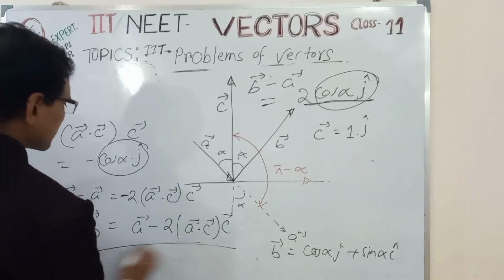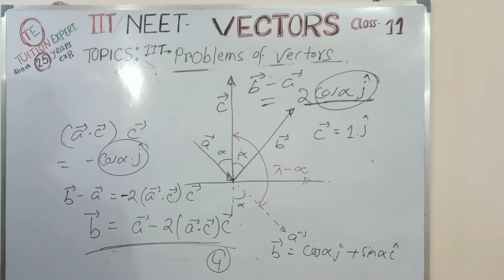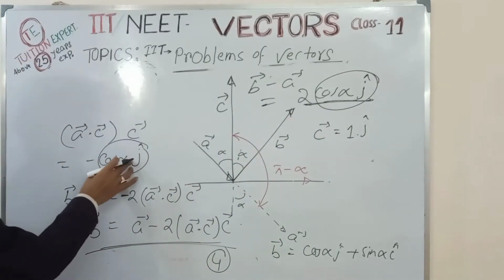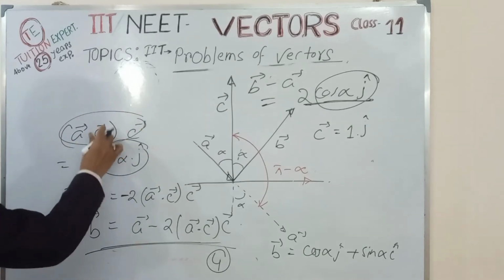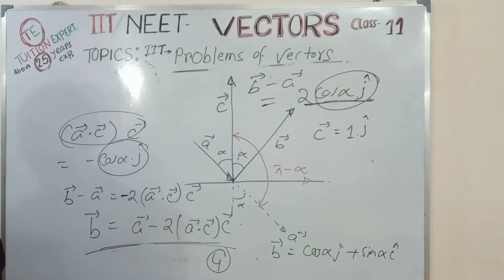This is the result. Option 4, B minus A equal to this, so put cos alpha J, this value at here, we get the result. So option 4 is correct.